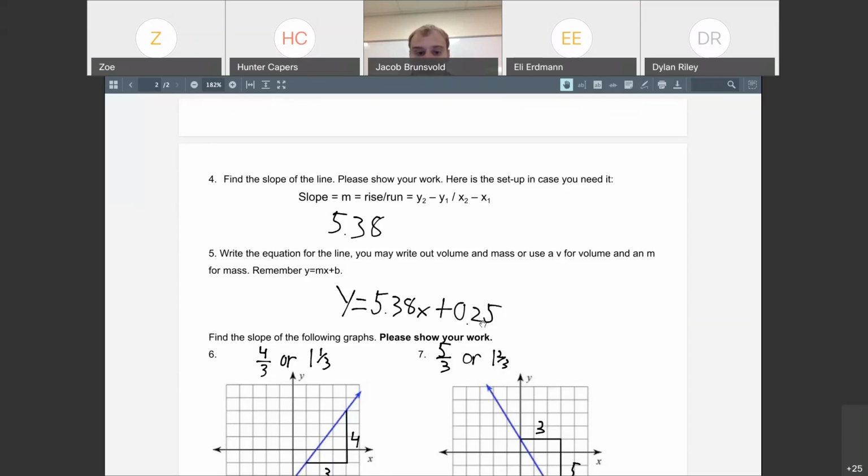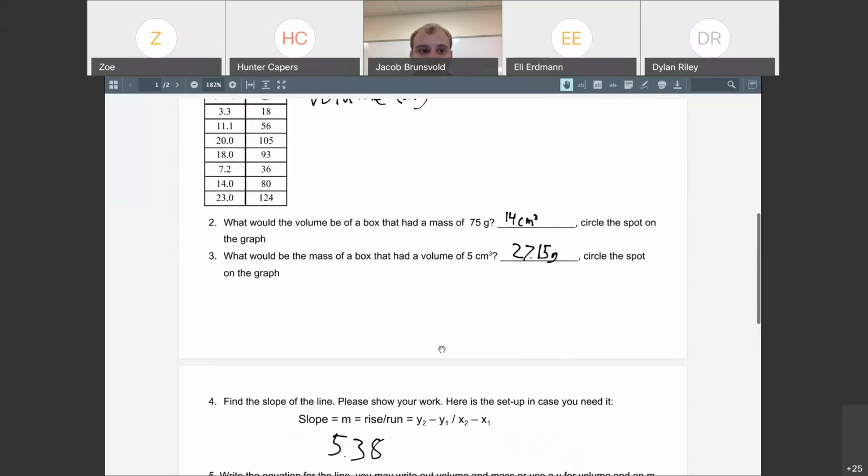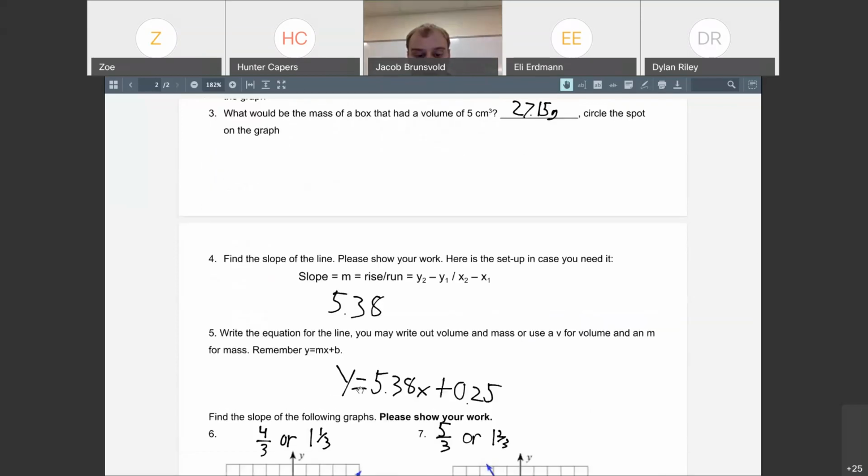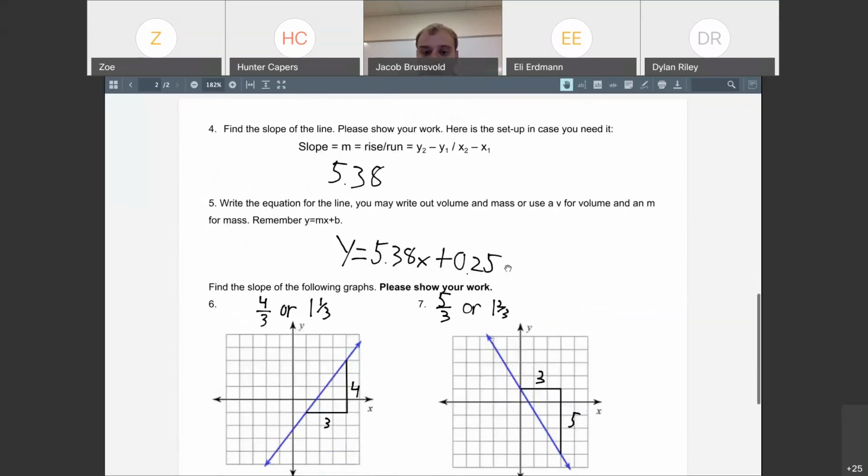What can you improve upon? Well, you should really put in the variables for y and x. I know I wrote the language here poorly. It says you may write out the volume. It should say you should write out the volume and mass and use v for volume and m for mass. So what was our y variable? Well, that was mass. So what this really should be is m equals 5.38 times v plus 0.25. And I'm assuming that 0.25 is correct. I haven't actually checked that.